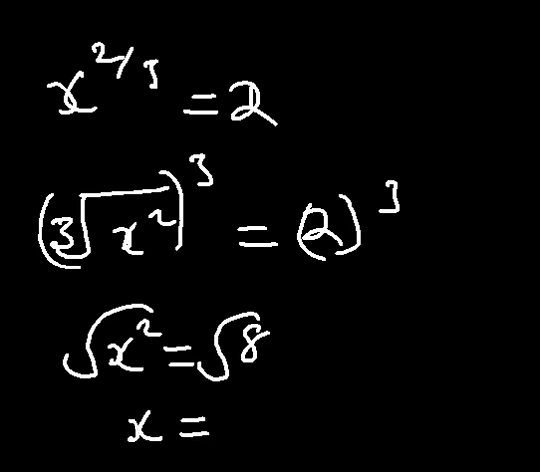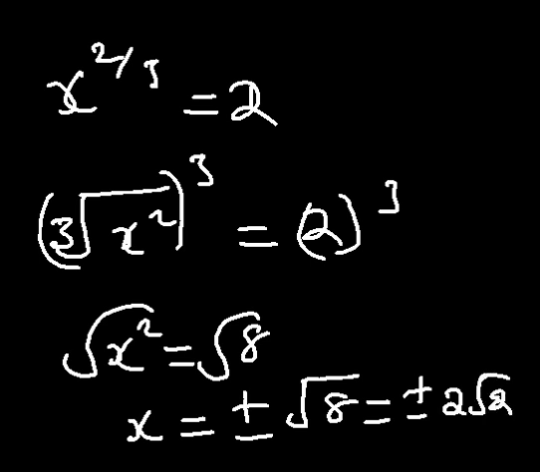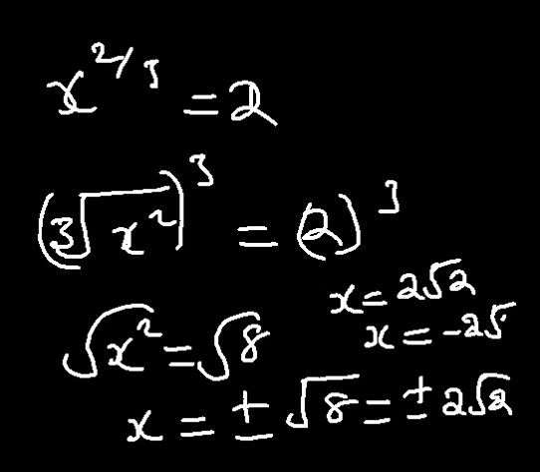We'll have x is equal to plus or minus the cube root of 8, which is the same as 2, so plus or minus 2 square root of 2. So which means we have x is equal to positive 2 root 2, and we also have x is equal to negative 2 root 2. So these are the solutions for that.